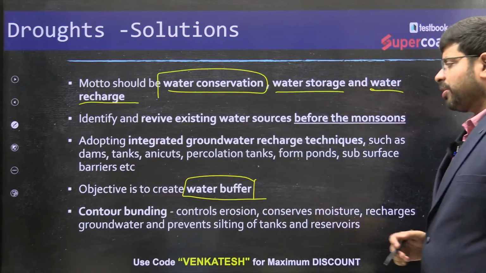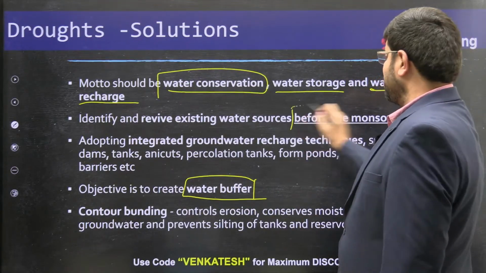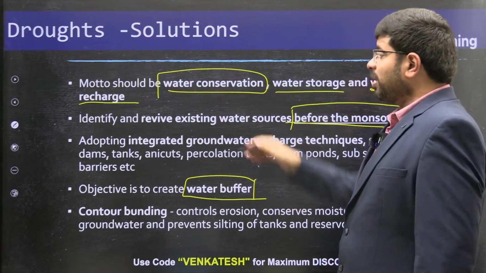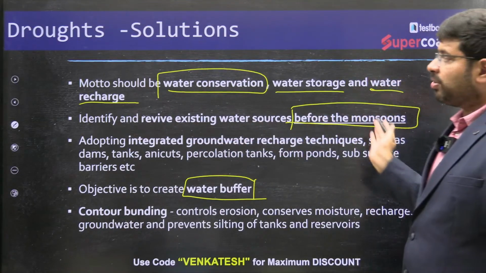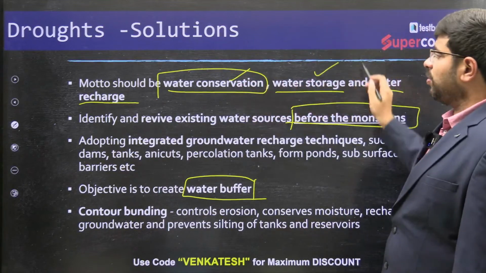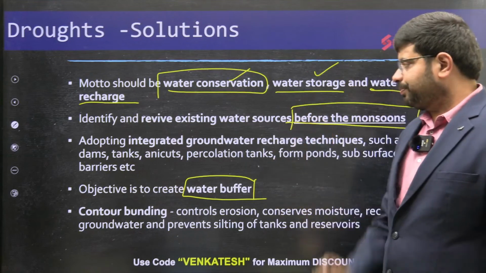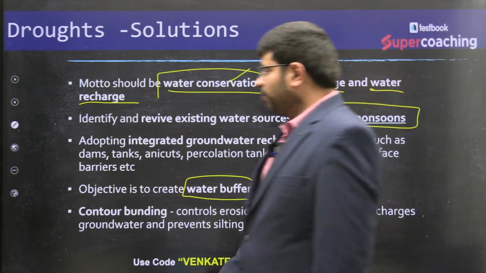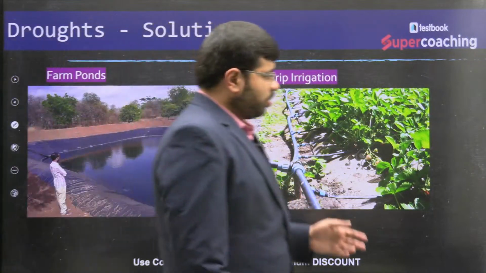So the objective is to create a water buffer during the time of monsoons that you see before them. So you have to revive existing water sources before the monsoons so that you can conserve the water, store the water and recharge during the monsoon. That is the idea, right? Such kind of things you can see here. One such example I have told you.